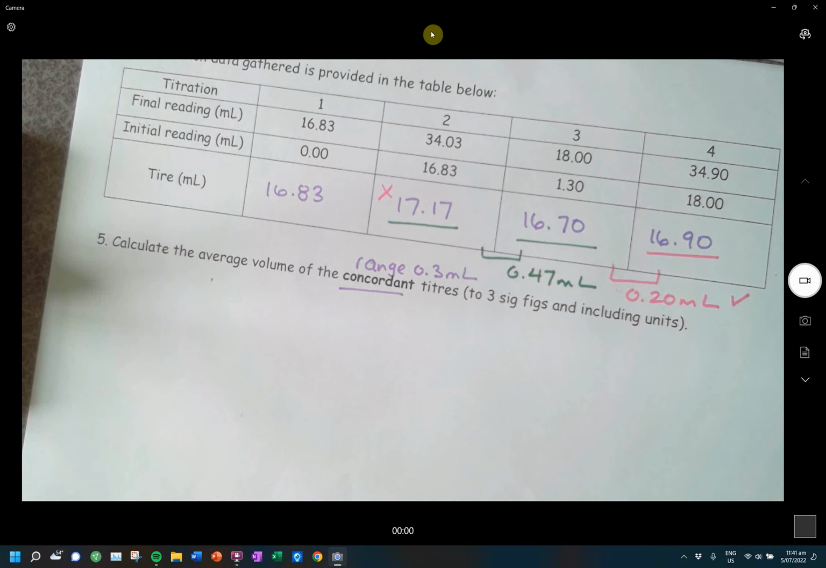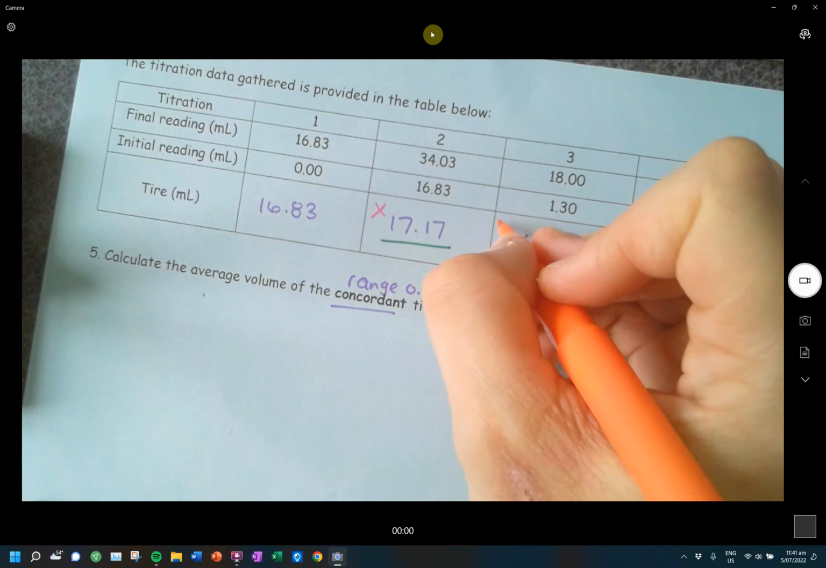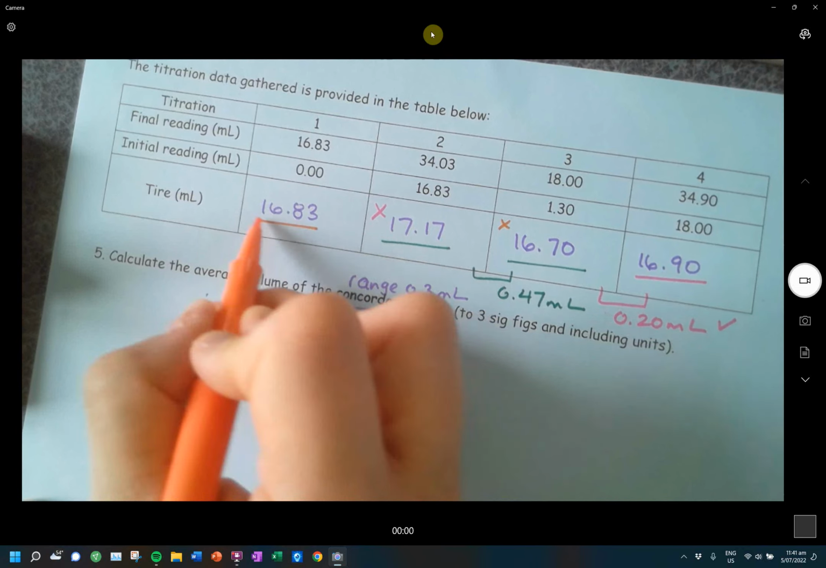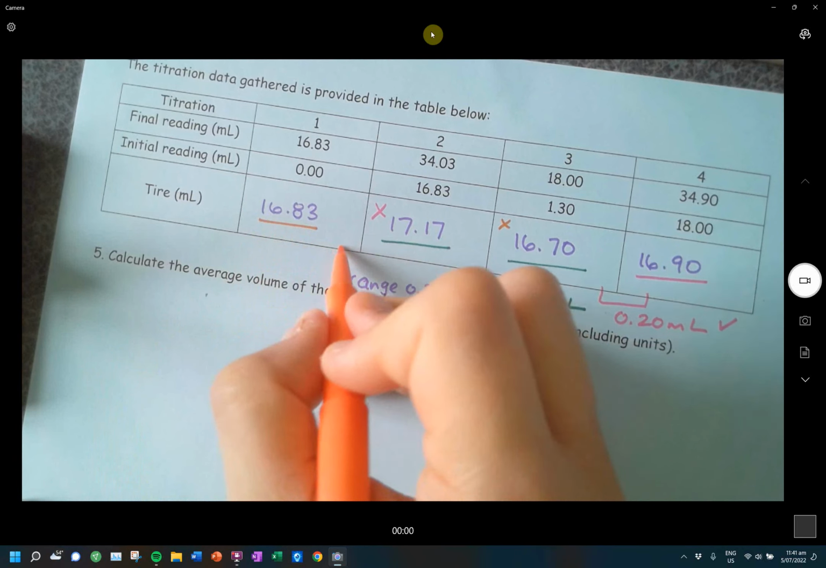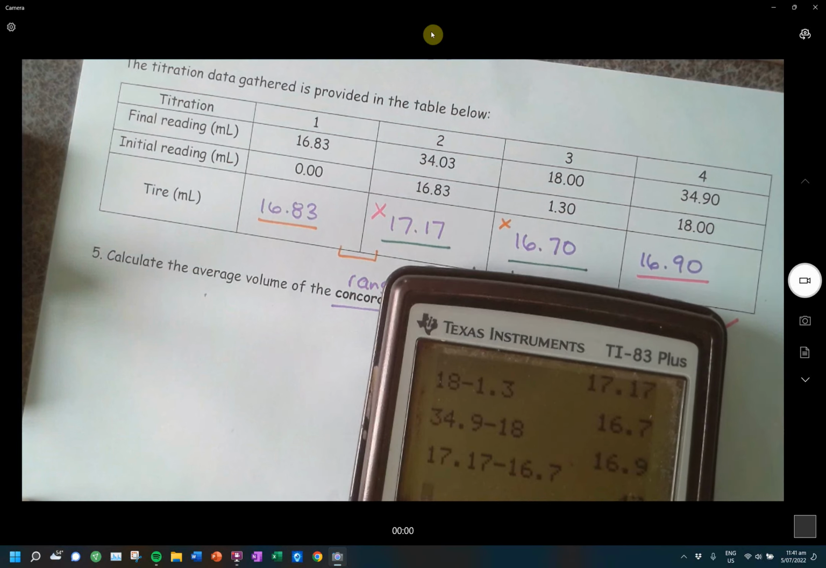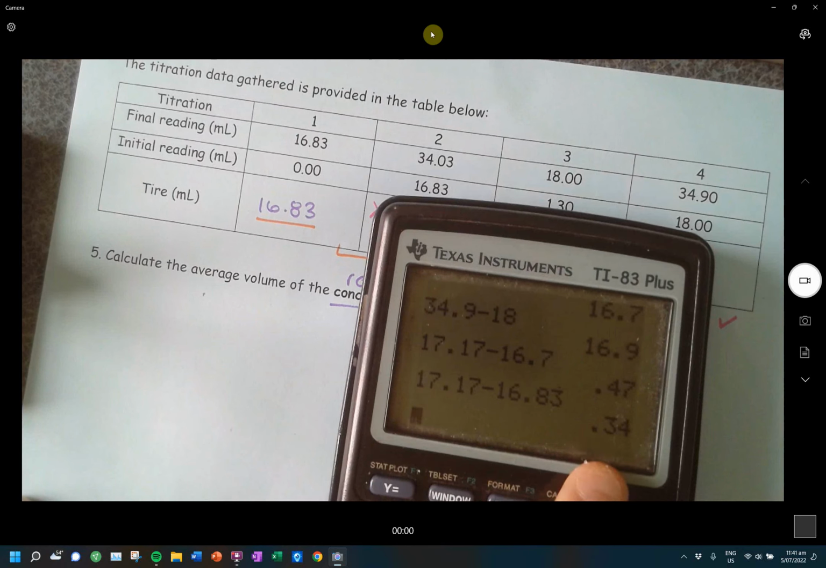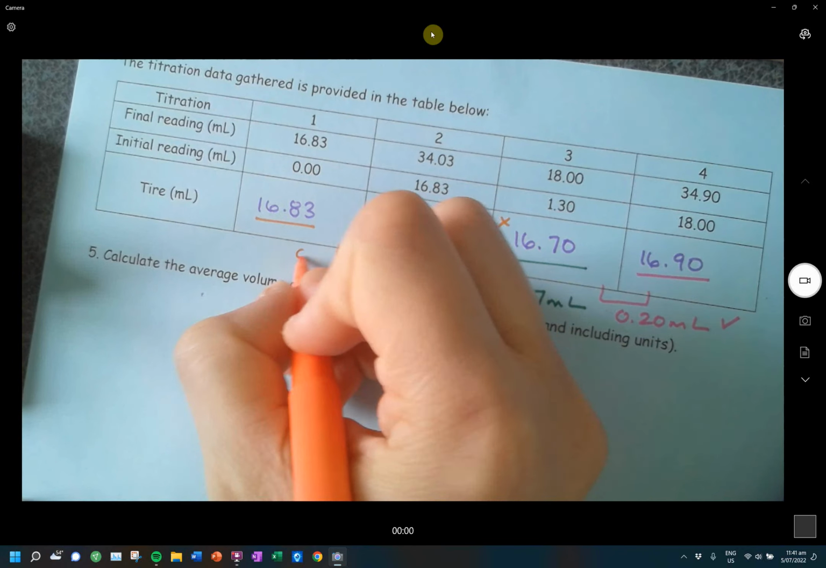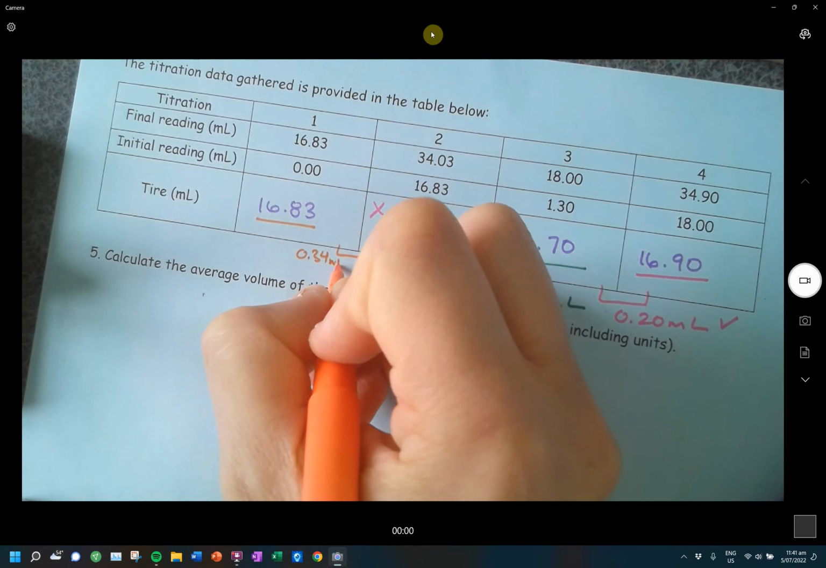The next thing I can check is the other one. Let's say I eliminate the 16.8 instead. My next lowest number is 16.83. So let's see the range here. It's just to help you decide which one you want to eliminate. So this range is just a little bit too high. This one's 0.34 milliliters.